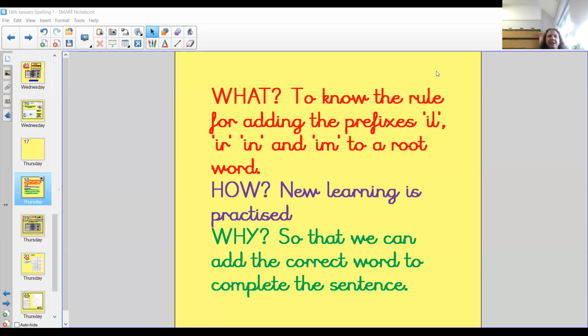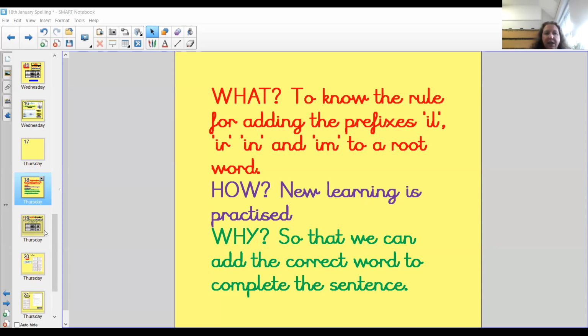So what is to know the rule for adding prefixes IL, IR, IN and IM to a root word. We're going to do it by practicing that new learning, so new learning is practice. And why? So that we can add the correct word to complete the sentence.